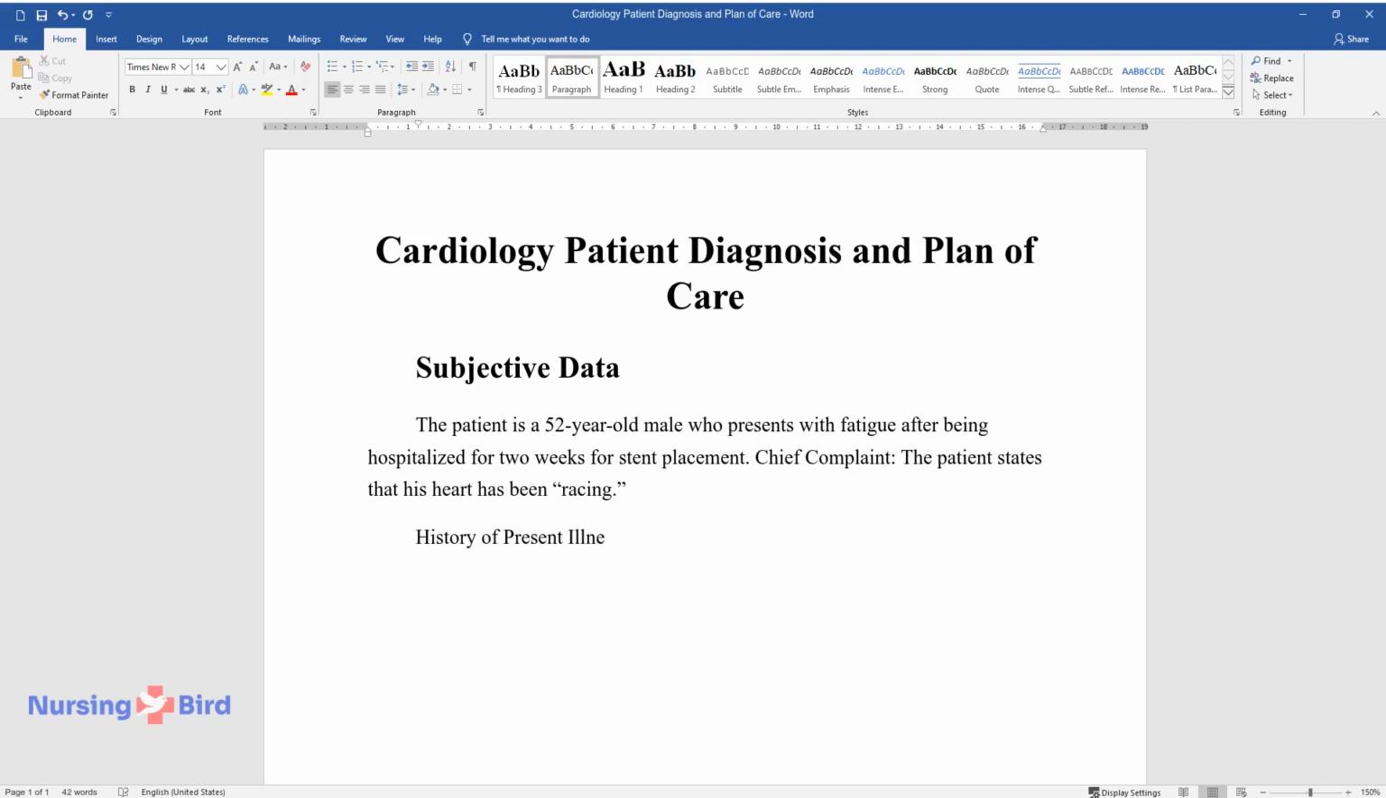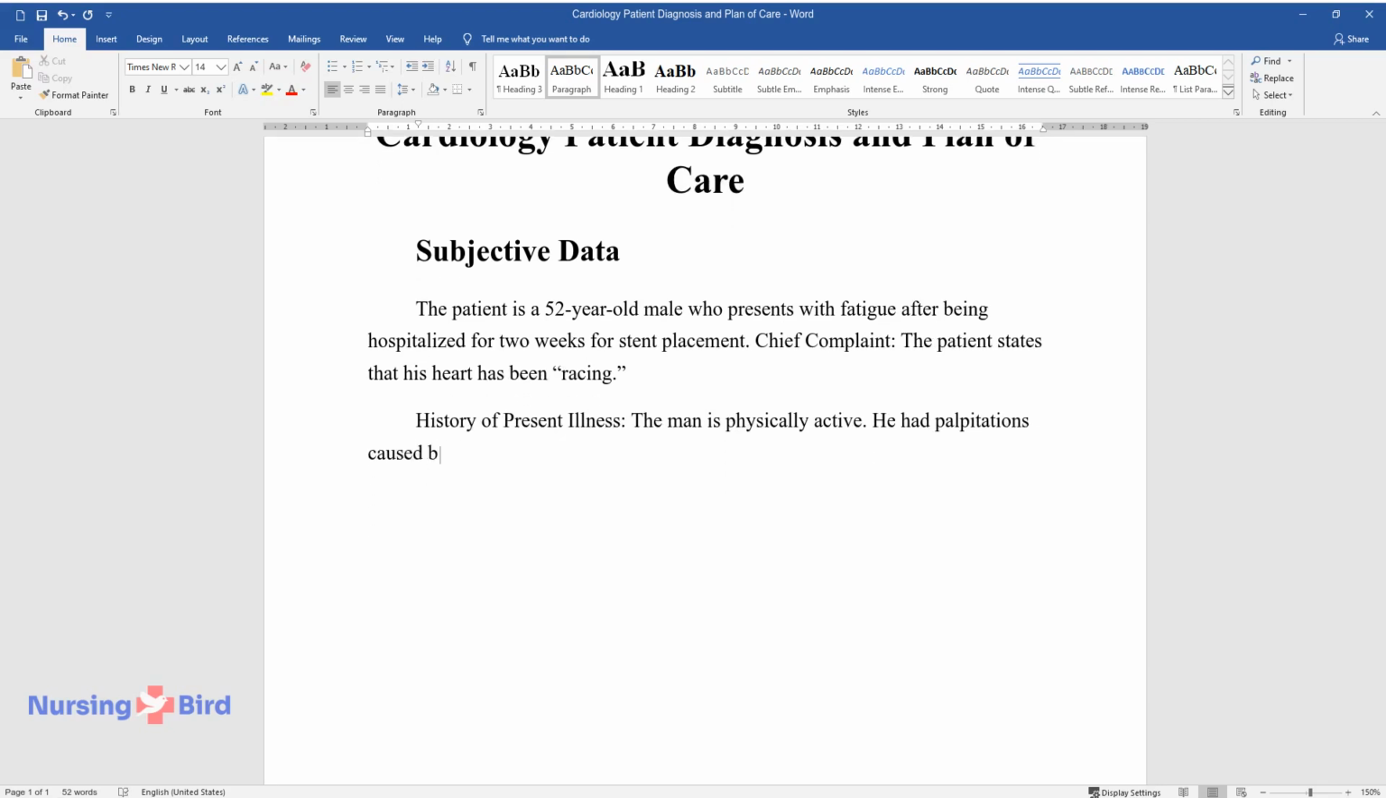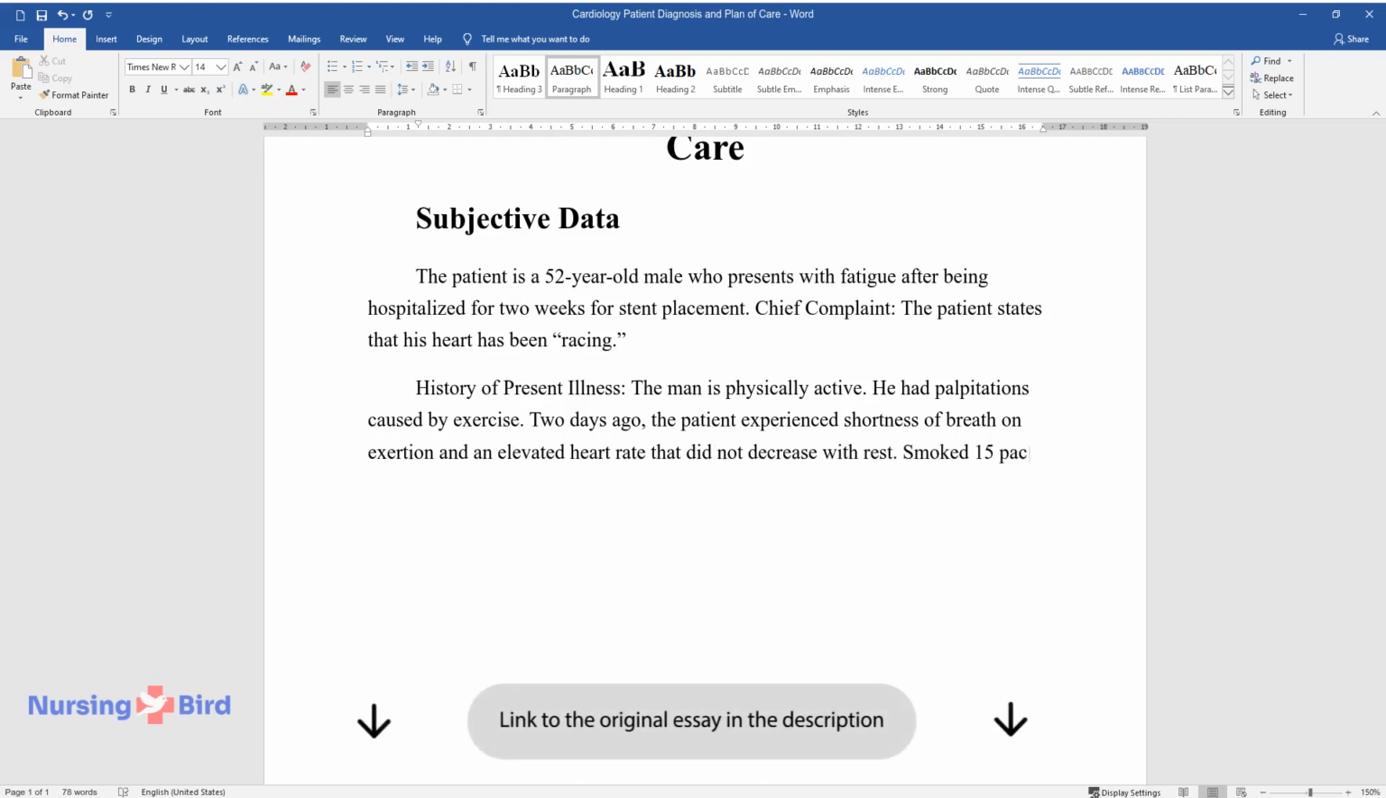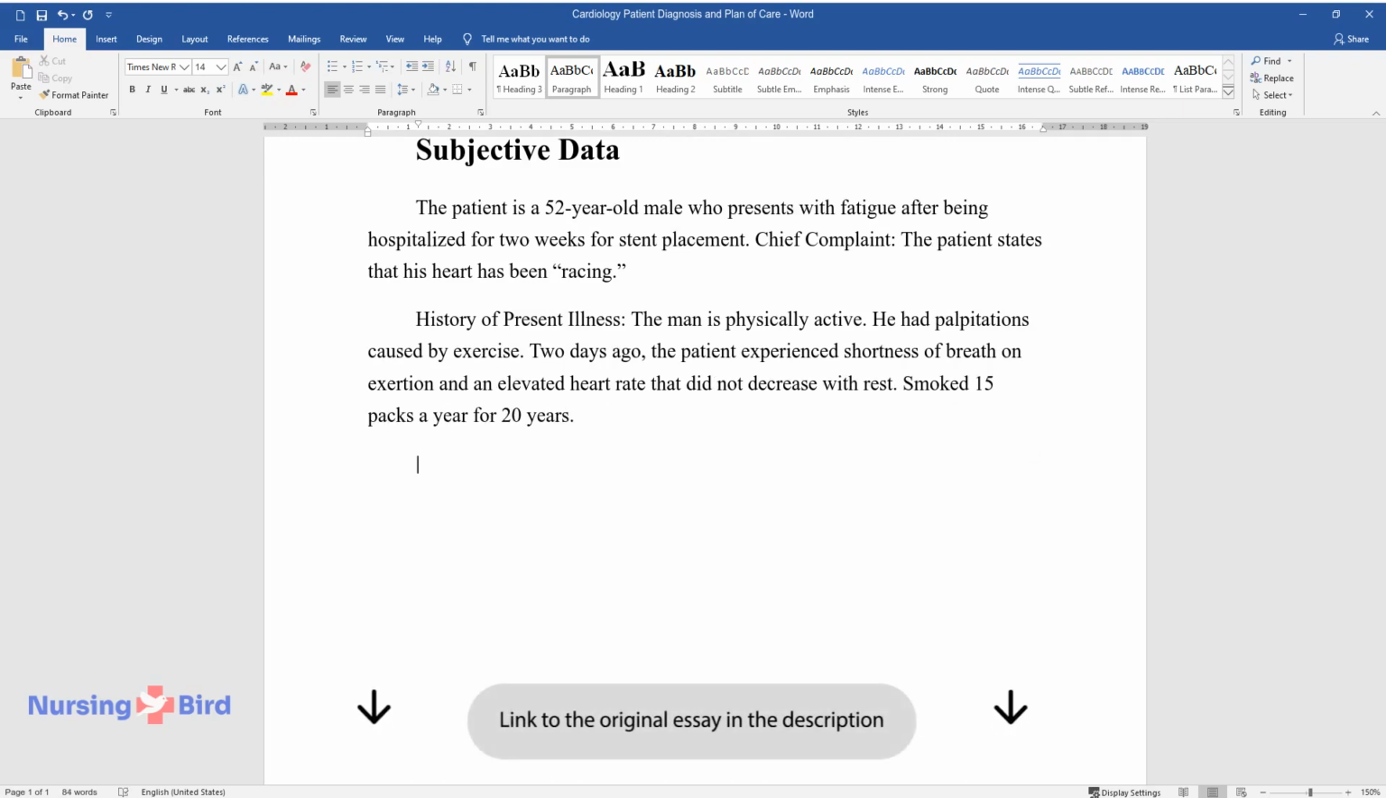History of present illness: the man is physically active. He had palpitations caused by exercise. 2 days ago, the patient experienced shortness of breath on exertion and an elevated heart rate that did not decrease with rest. Smoked 15 packs a year for 20 years.